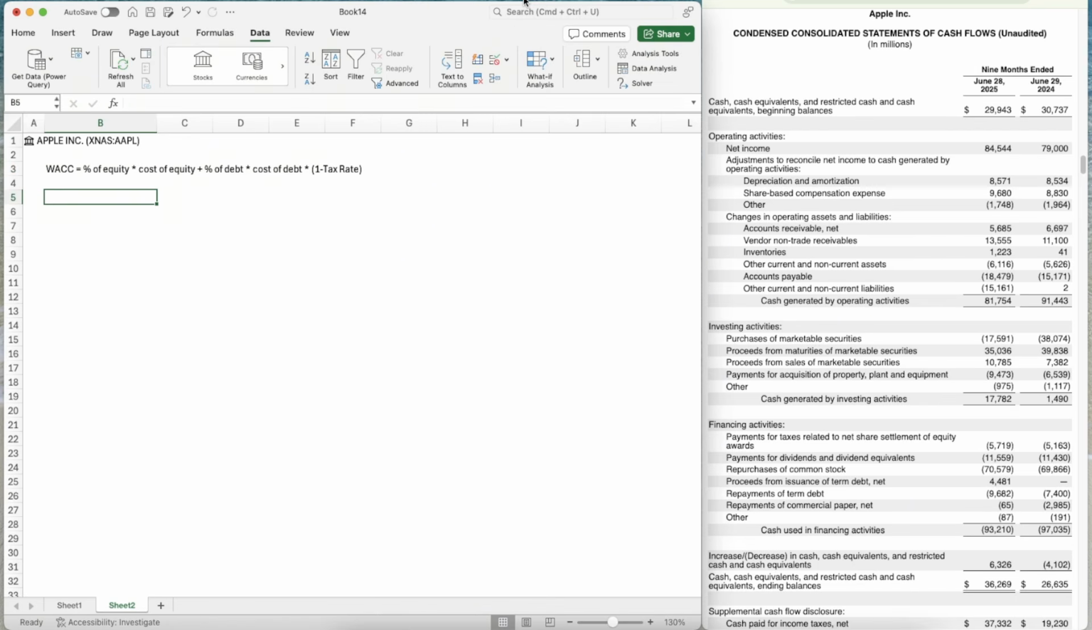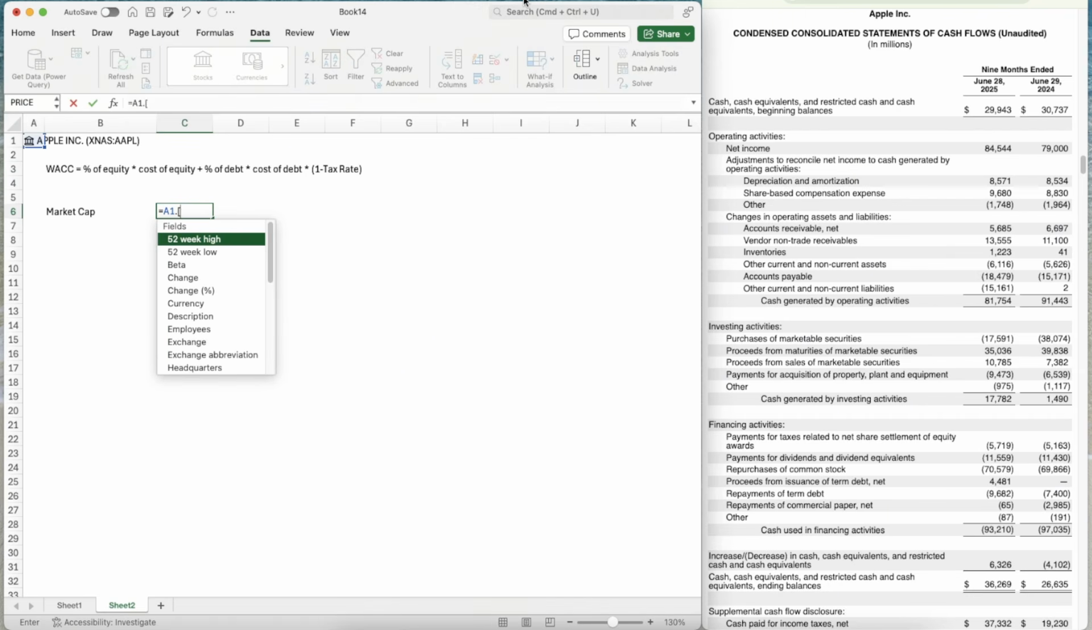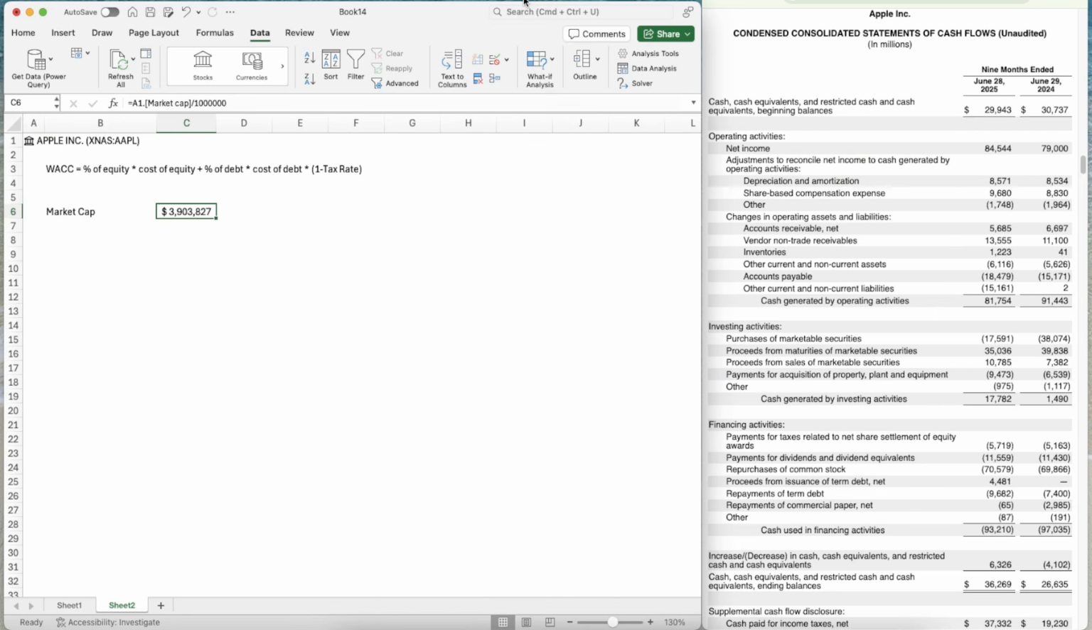So we're now going to start filling out the components. Some of them we know already, it's quite easy. The others, like the cost of equity, we're going to have to calculate. So let's do it. First one we go for is the market cap. We just go equals A1 dot, open the parentheses, market cap, but divide by 1 million, because that's what we're working with on the sheets. So Apple here is just under a $4 trillion company.